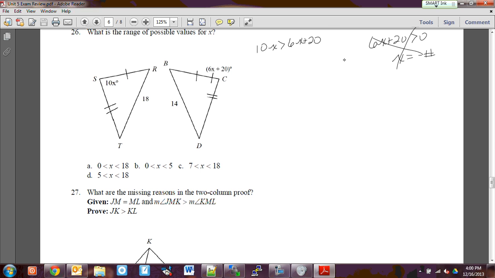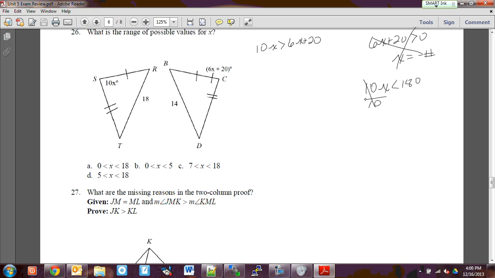So what other inequality can we set up? Well, we know this has to be greater than 0. What about the 10x? Well, the 10x will have to be less than 180 degrees in order to make a triangle. Okay, if it's not less than 180 degrees, it'd be a straight line, and therefore we could not make a triangle with it. So now we need to solve these two inequalities.